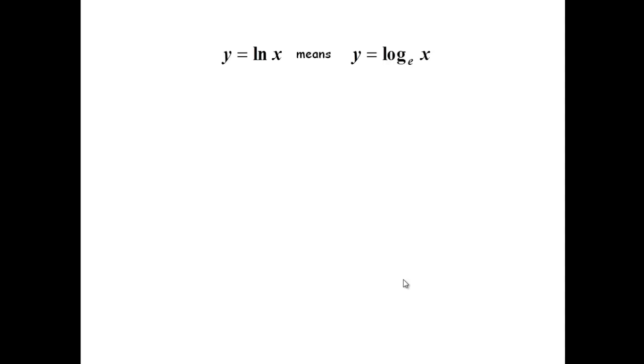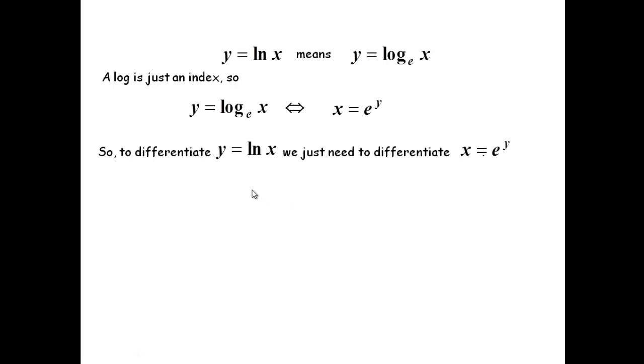Okay, so that's what we do with e to the power of a function of x. Let's now have a look at y equals ln x, or in other words, log base e of x. If we go back to basics, we know that if y equals log to the base e of x, then that implies that x equals e to the y. So to get a clue as to how to differentiate y equals ln x, we could just simply look at this and differentiate x equals e to the y.